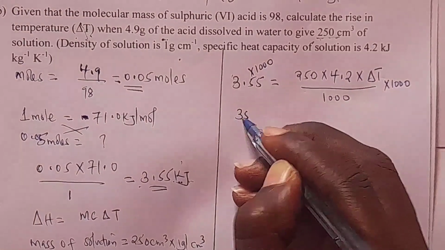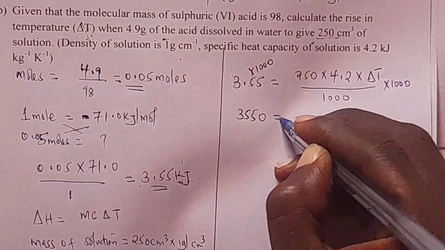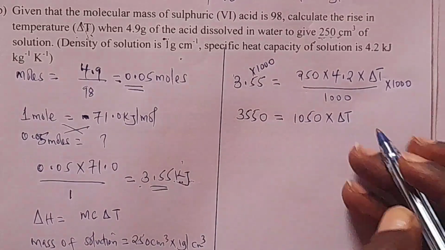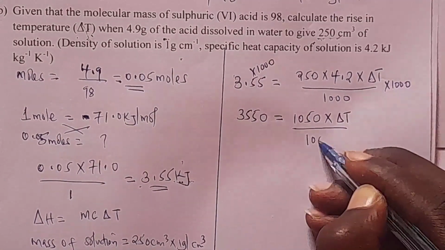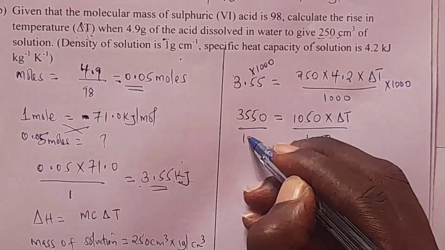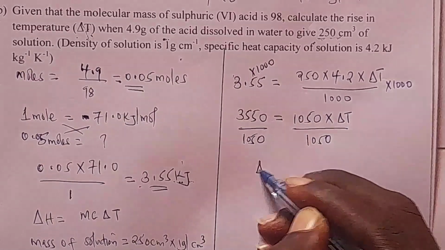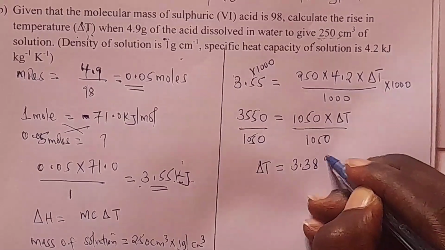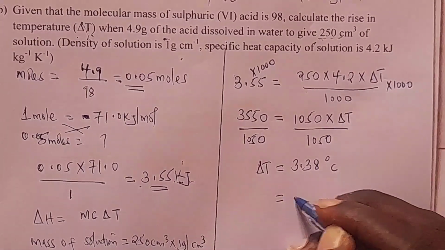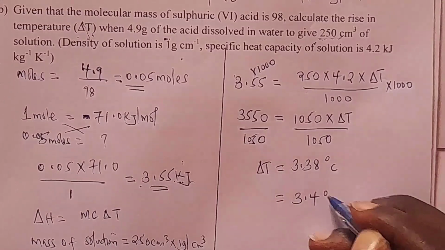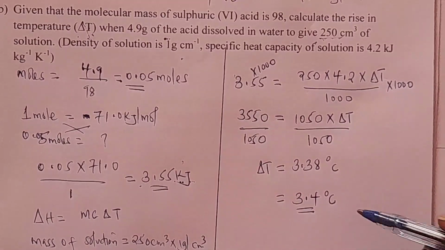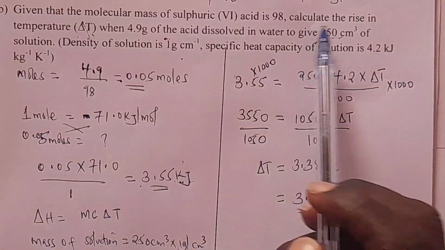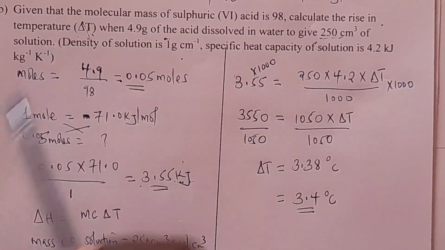Here we are going to have 3550, which will be equal to 1050 times the temperature change. To get the temperature change, we divide by 1050 on both sides. So the temperature change here will be 3.38 degrees Celsius. Roughly, we get 3.4 degrees Celsius. So this was the rise in temperature. Remember, you are told to calculate the rise in temperature.